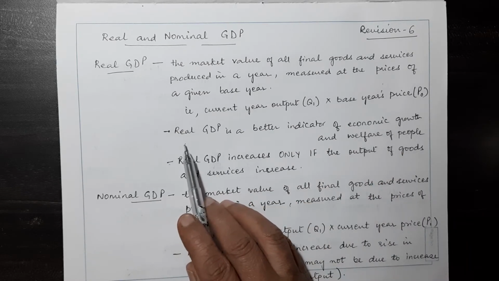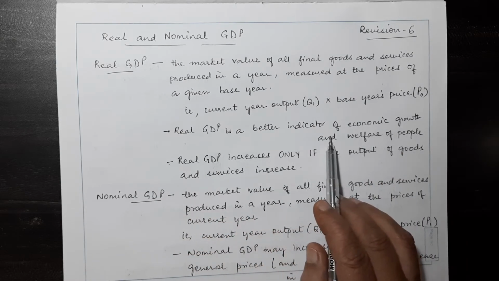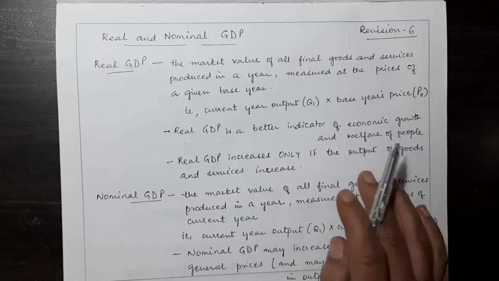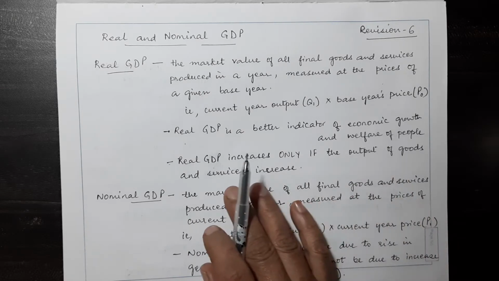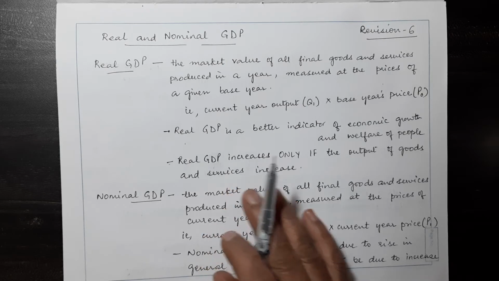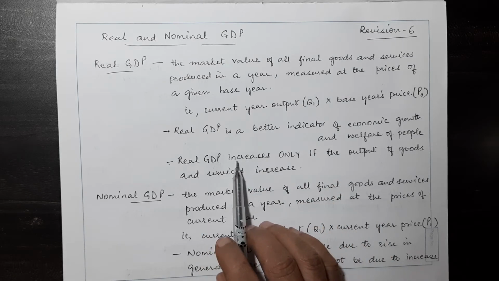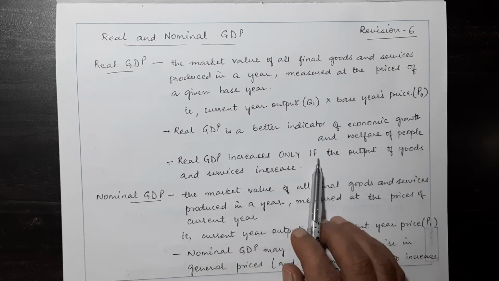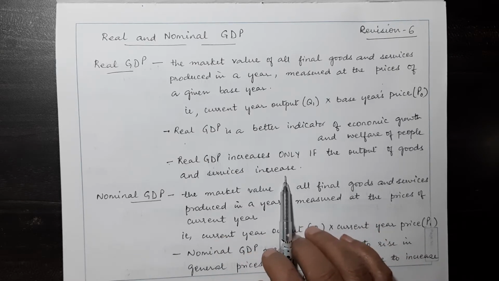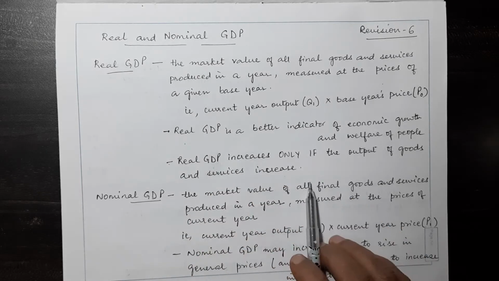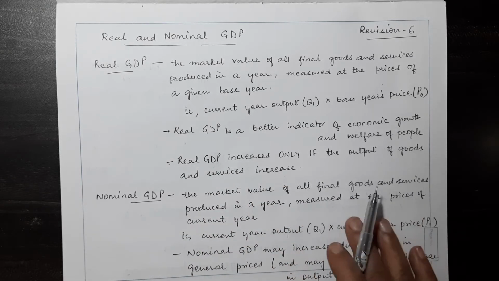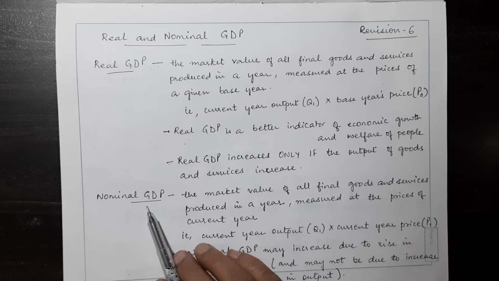Okay, so real GDP is a better indicator of economic growth and welfare of people because real GDP indicates increase in the output. An increase in real GDP would mean that the output of goods and services has increased, right? So a real GDP is a better indicator of the economic growth, is what we learned, isn't it? Now let's look at nominal GDP.